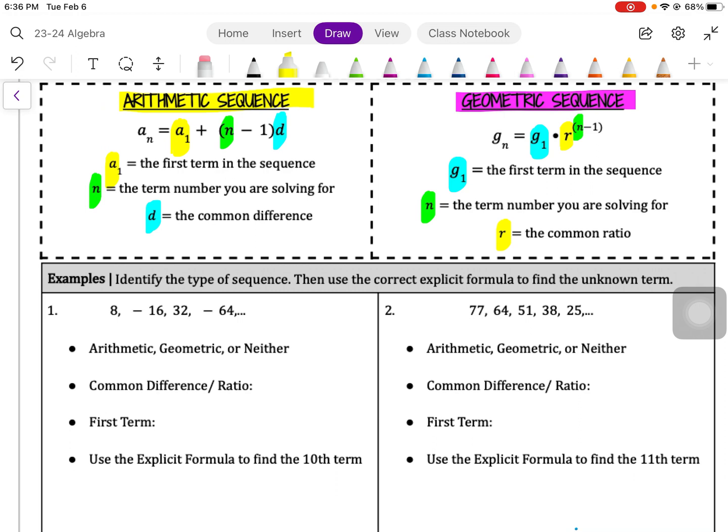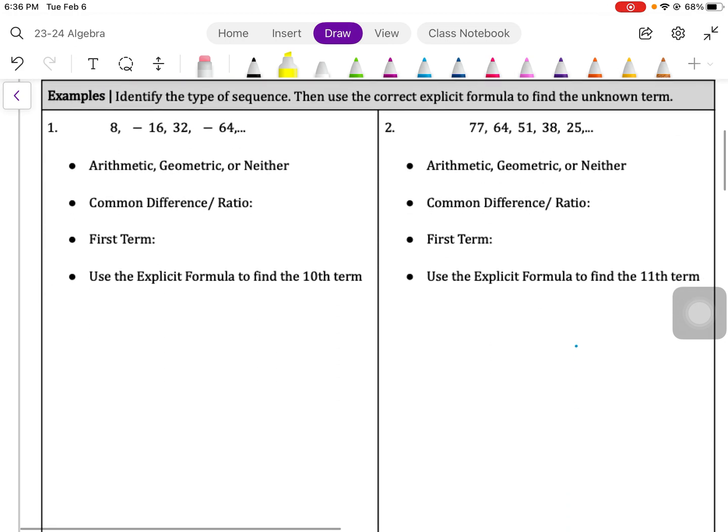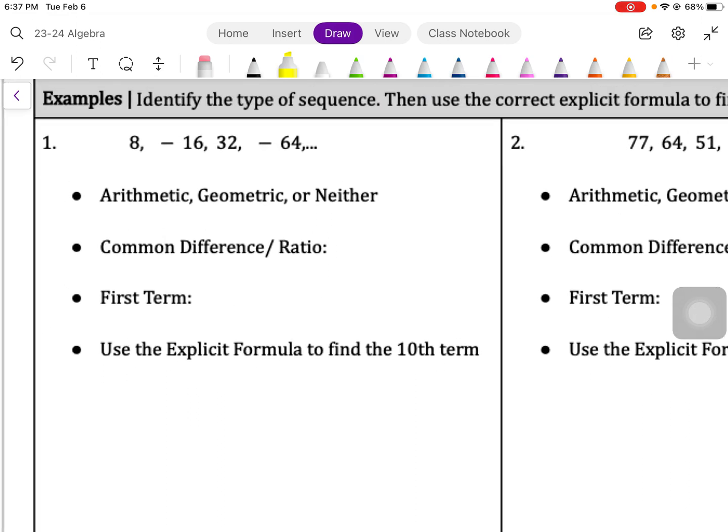All right, so now that we've seen our formulas and we understand them, let's go ahead and get started. So our directions say identify each type of sequence and then use the correct explicit formula in order to find the unknown term. So just like yesterday, we look at the numbers in the sequence to determine if I am adding the same number or multiplying by the same number, or in some cases neither. But I think today all of these are sequences.